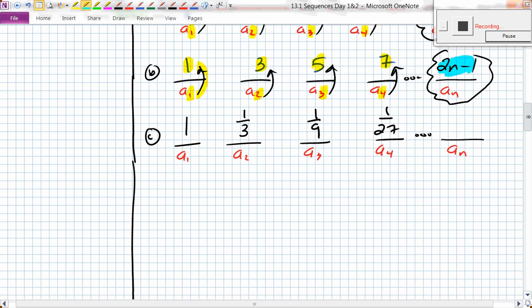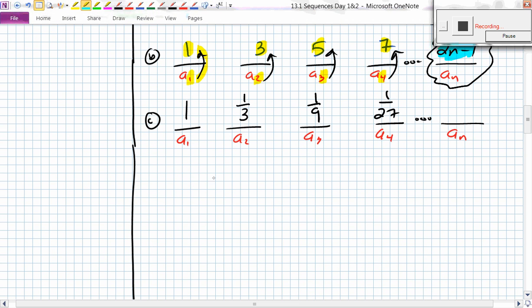Let's break it down for you. We're trying to find a sub n. What do we notice about the numerator of all of them? It's 1. Why don't you start there? It's 1 over something. What do you notice about the denominators? They are all powers of what? 3. So why don't we just start with that?